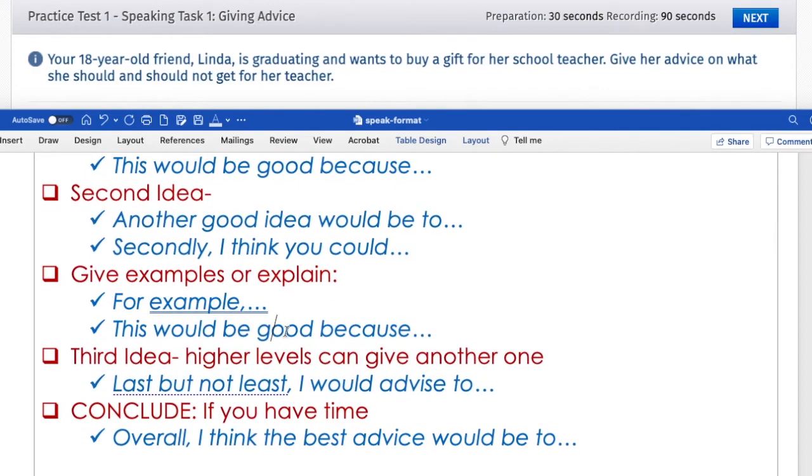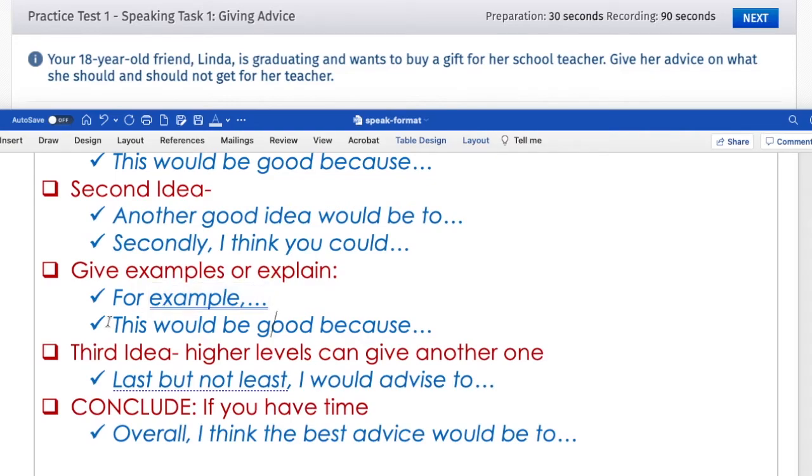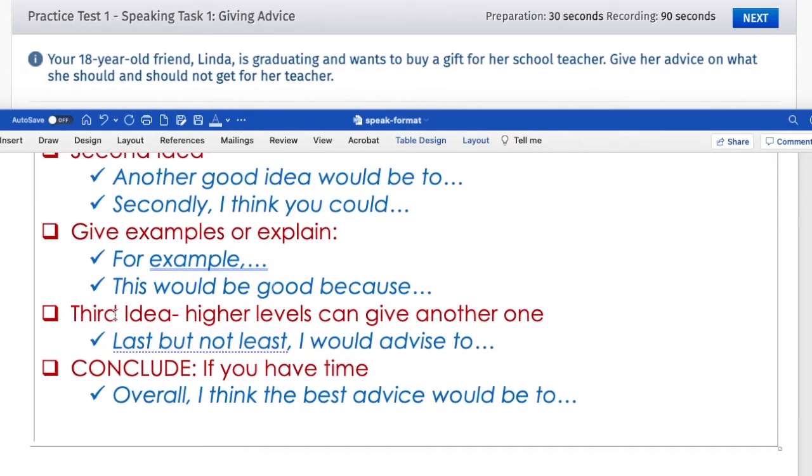Then we go here to one more idea. Giving another idea would be for higher levels. I would say 7 or higher. Last but not least, I would advise my friend to buy her a membership from an online resource center for education, for example.